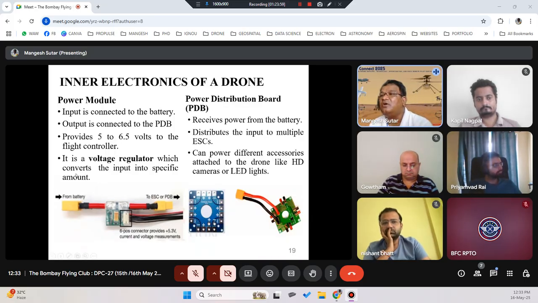Okay, so the voltage regulator will give inputs to the flight controller about the specification of the batteries, how much voltage is remaining, how much power is remaining.